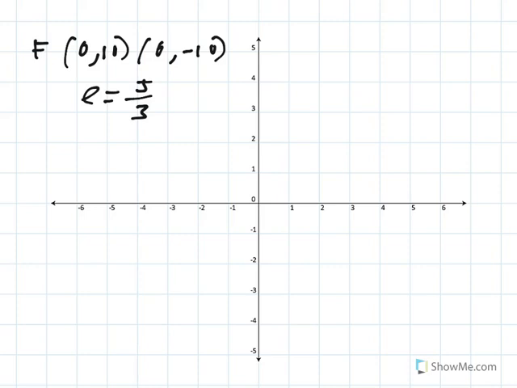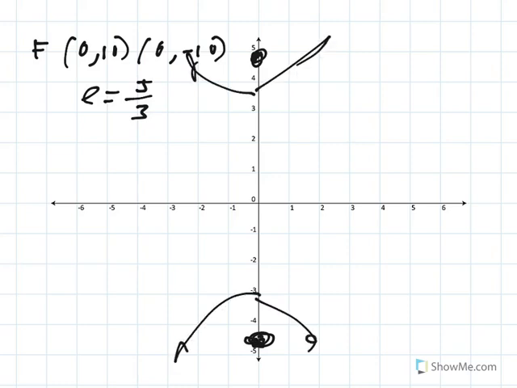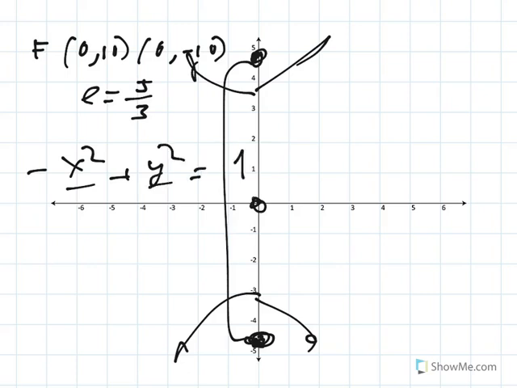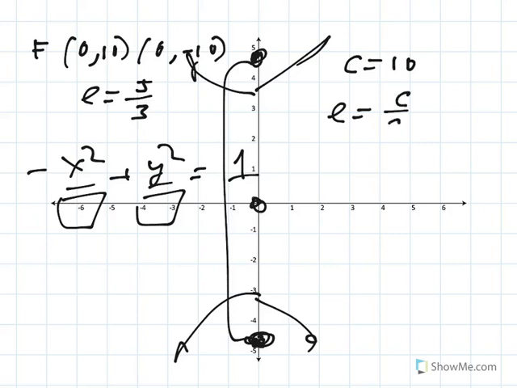In this situation, we have the foci (0, 10), (0, -10). And the fact that the foci are up here and down here means the hyperbola kind of goes like this. So again, it's minus x squared. The center is at (0, 0) because it's halfway between the two foci, plus y squared equals 1. But unlike the last example, we don't know a or b, because all we have is eccentricity. So the way we deal with this is, c is known.